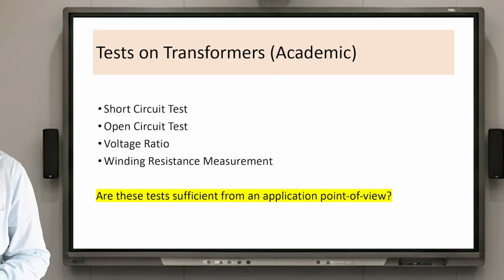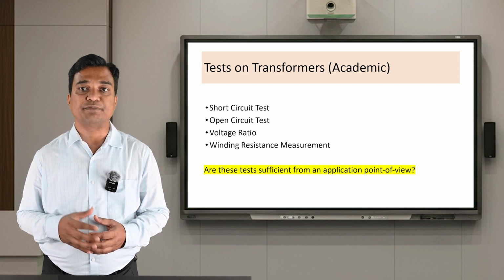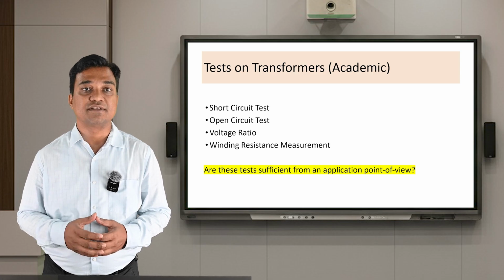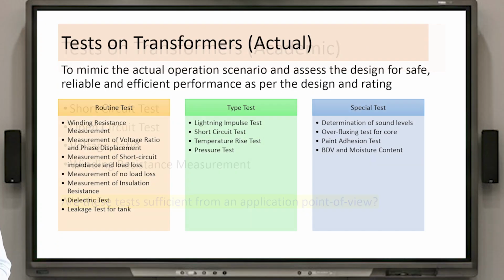in your curriculum. However, in the actual field condition, we need to ensure that the transformer performs reliably and safely, withstanding many disturbances but has the ability to provide continuity of electricity supply. In IS 1180 Part 1, these tests are divided into 3 categories. They are routine tests, type tests and special tests.